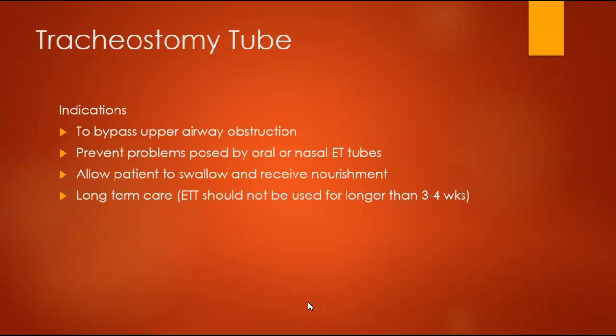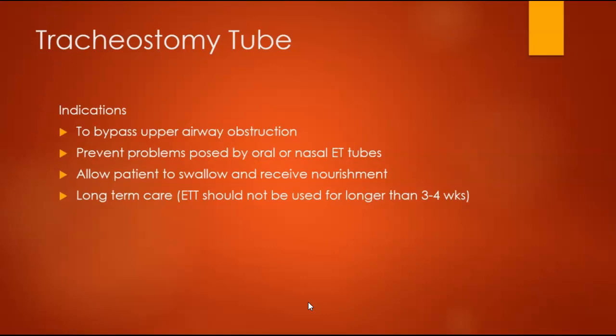So real briefly, there's a lot to talk about with tracheostomy tubes, but real briefly, these are indicated to bypass upper airway obstructions. So these are for patients where I cannot get an endotracheal tube through the upper airway because of some sort of obstruction. I'm going to need to trach the patient. We also do this to prevent problems posed by oral and nasal ET tubes. So if my patient is being intubated for a long period of time, I would probably want to remove the oral tube and put in a more permanent or semi-permanent tracheostomy tube.